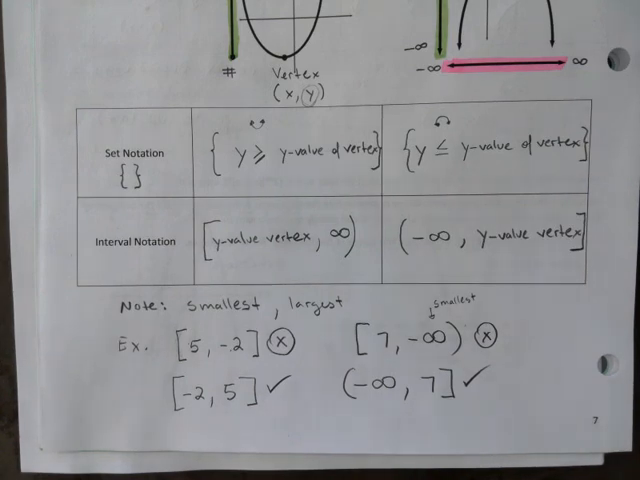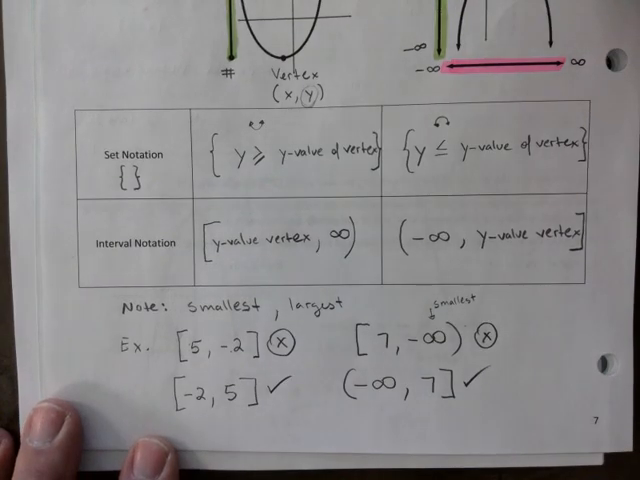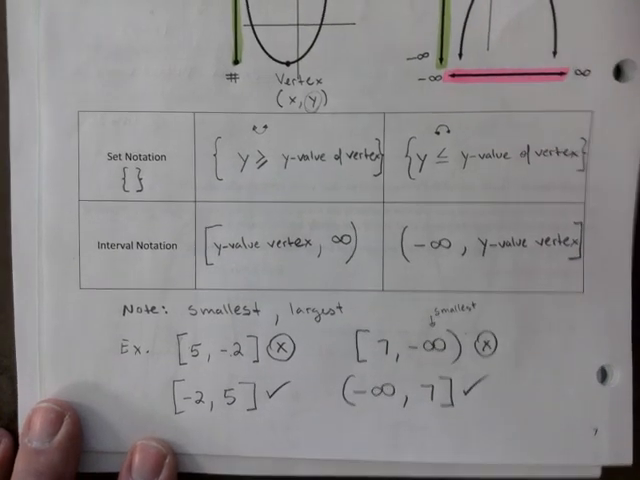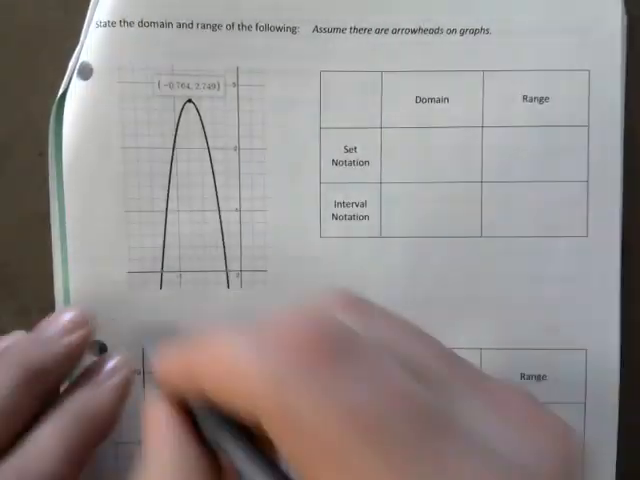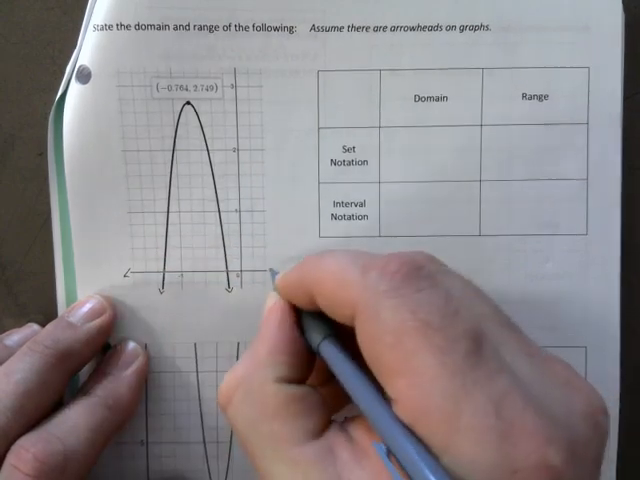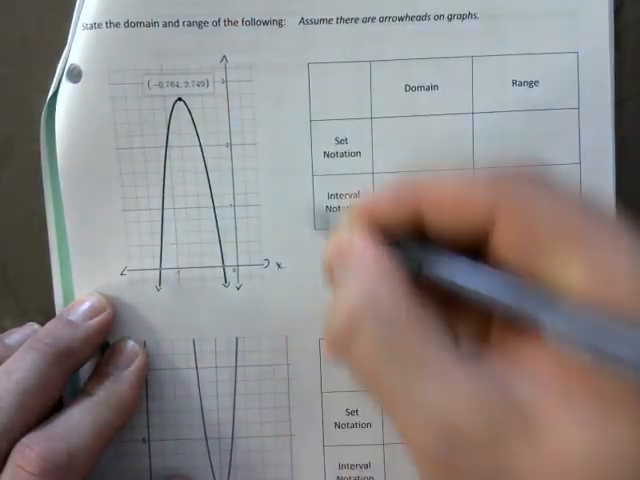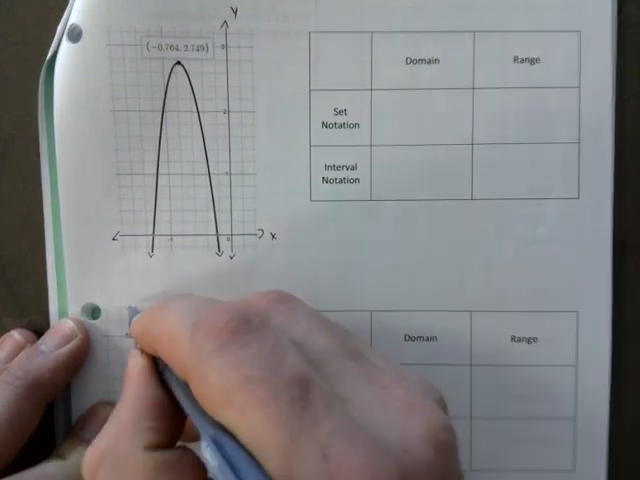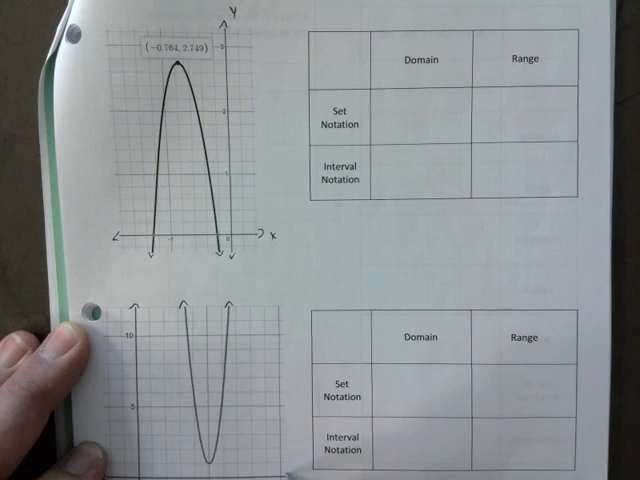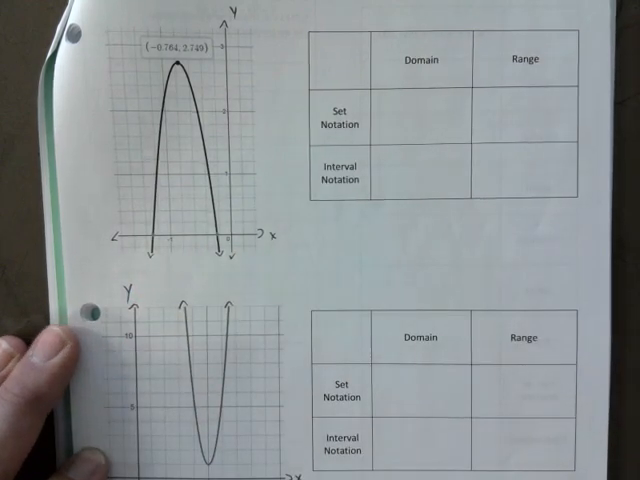All of this just to review domain and range, right? Okay, we'll practice that on the next page here. So I'm going to tell you this. Assume there are arrowheads everywhere on the x and y axes. Same with the bottom one. Arrowheads on the axes as well. Perfect.